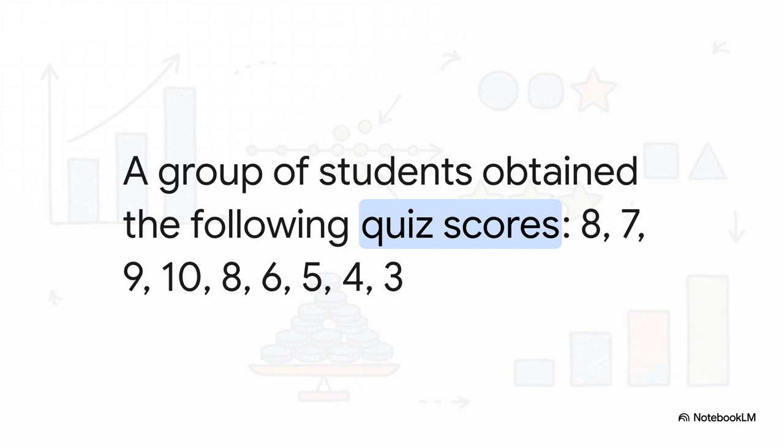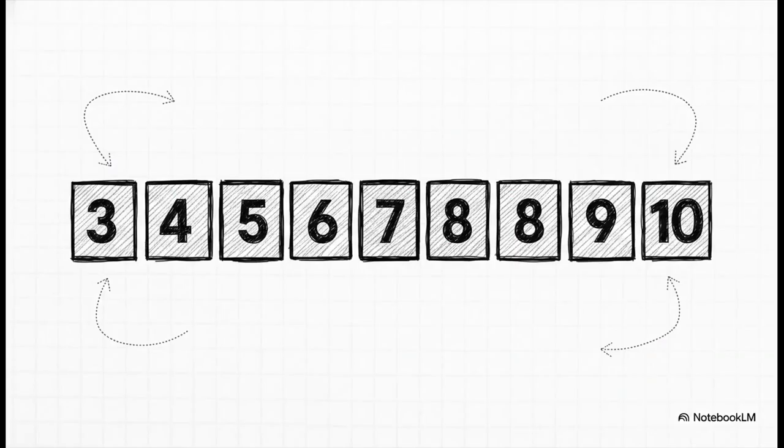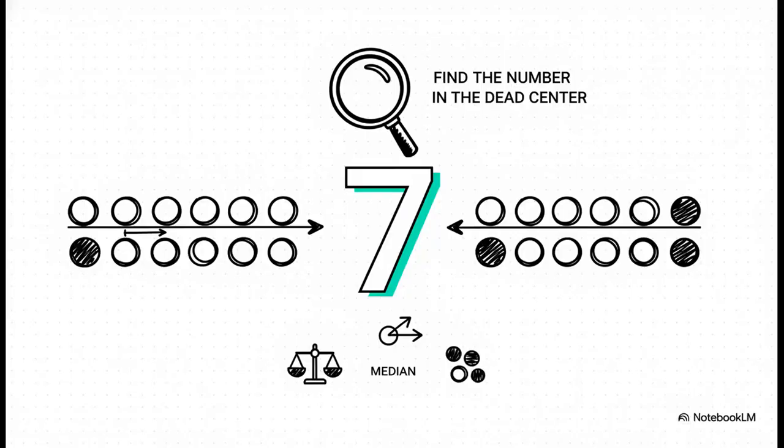To find the median, the very first thing we have to do is bring some order to this chaos. There we go. That's the first and most crucial step. You have to arrange them in order from lowest to highest. Now we have a nice, clean lineup to work with. And now finding the median is just easy.